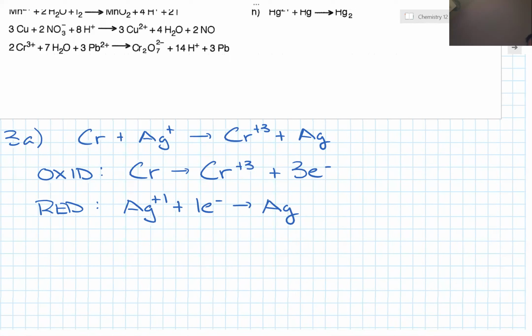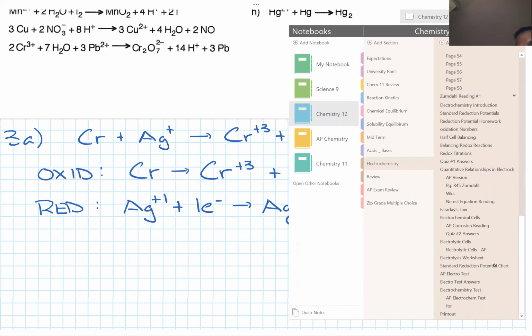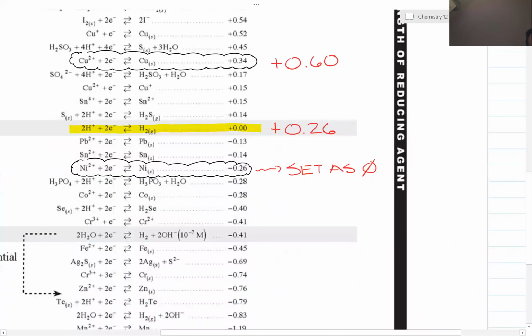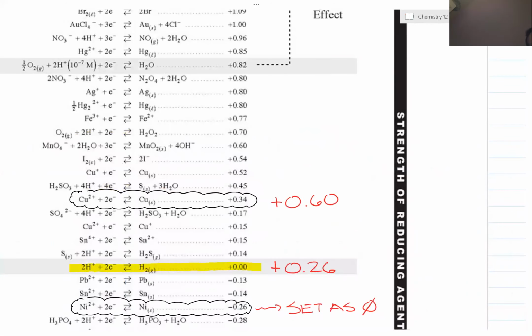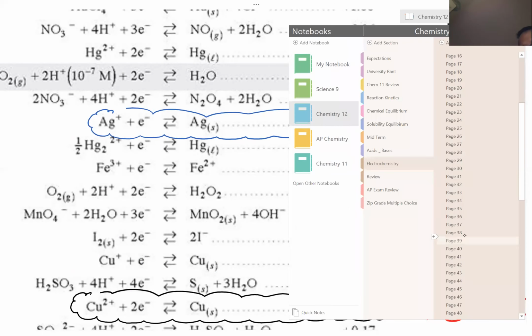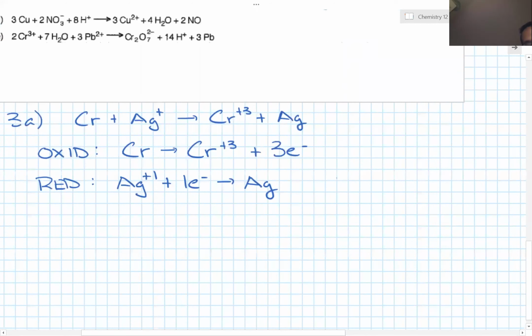Now you want to take a look at the voltages of the individual half reactions. For the reduction of silver, if we go all the way down and look for silver, it's right here. So silver is plus 0.8. If we go back up to my notes, page 36, here would be plus 0.80.